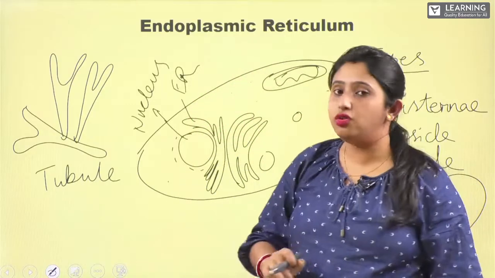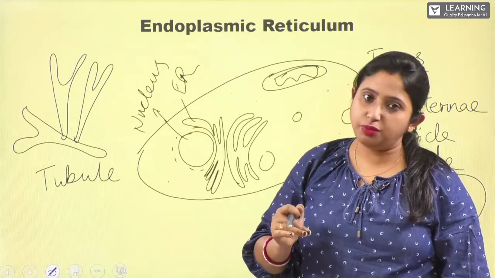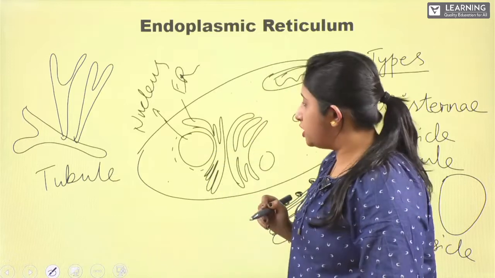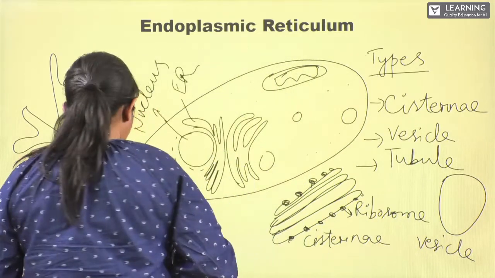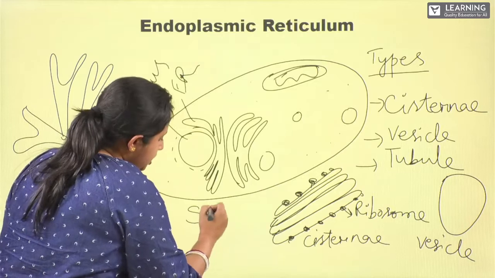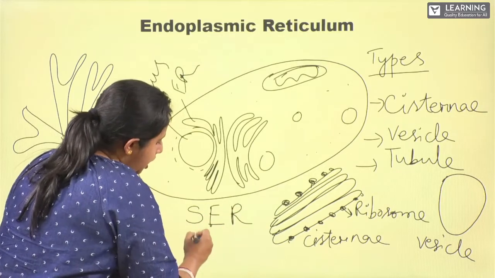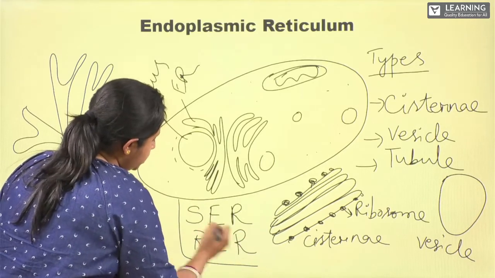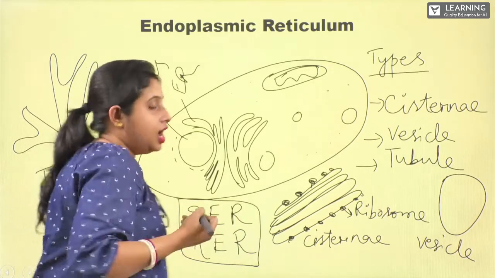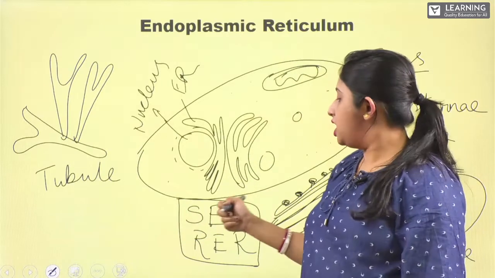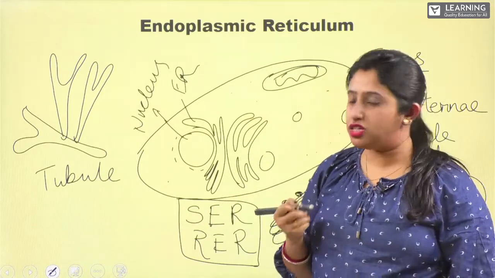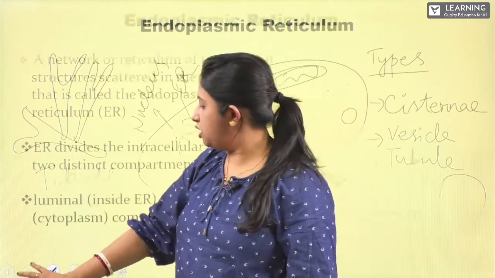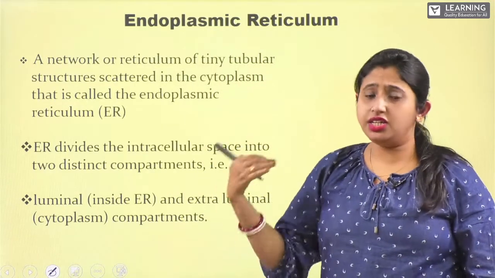So by now you know that there are two types of endoplasmic reticulum, right? What are the two basic types? The two types of endoplasmic reticulum are SER and RER. So what is this SER? SER is smooth endoplasmic reticulum, and RER is rough endoplasmic reticulum. We will study it in the next topic.